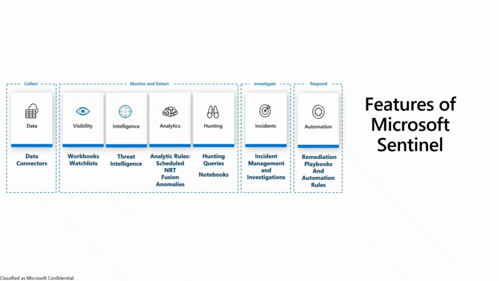Then in the respond part, we have automation rules and playbooks. Sentinel can automatically respond to incidents using logic apps or playbooks. So examples include blocking IPs in Azure Firewall, updating IP groups, disabling accounts, or sending notifications. So this is where Sentinel acts as both a SIEM and SOAR, moving from detection to response without manual effort.